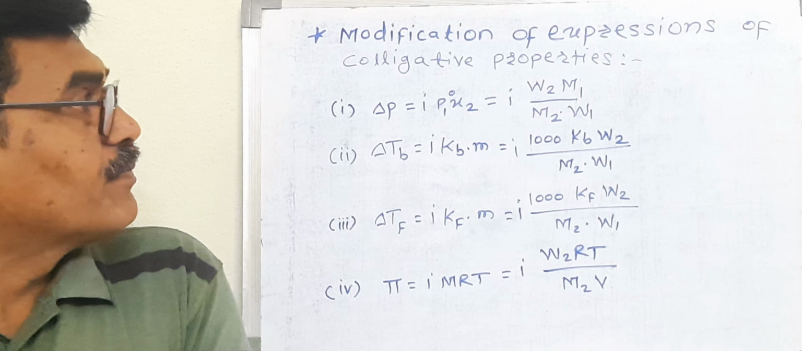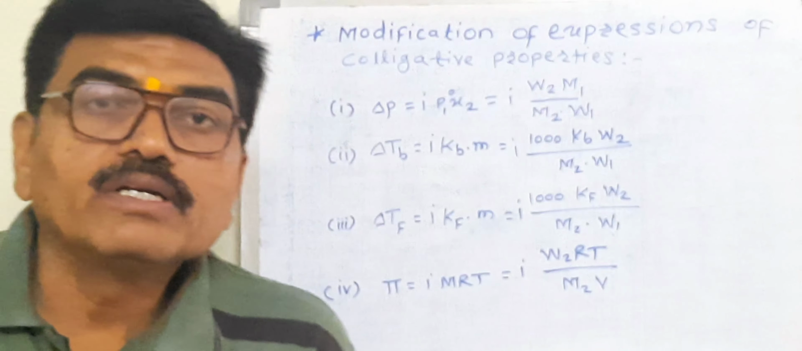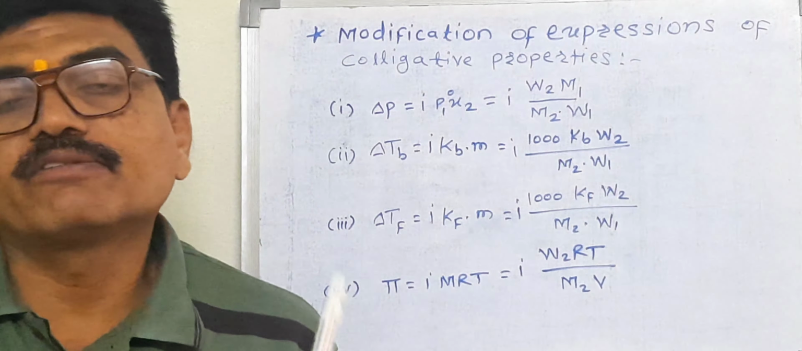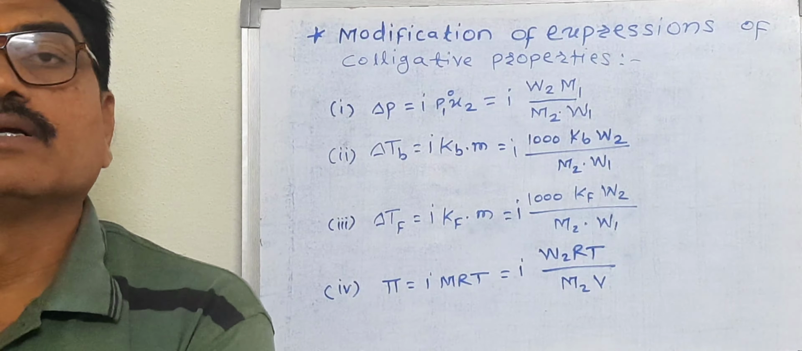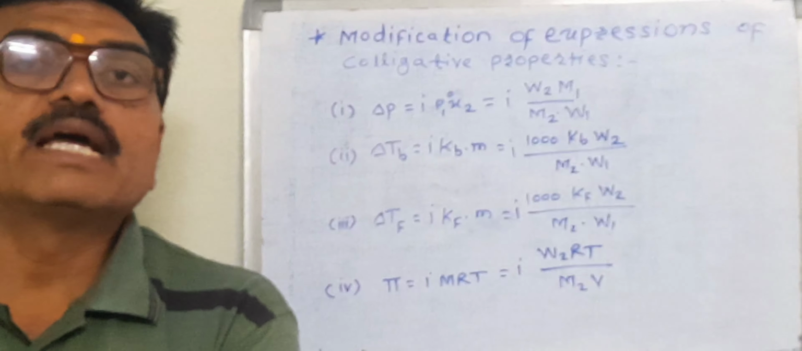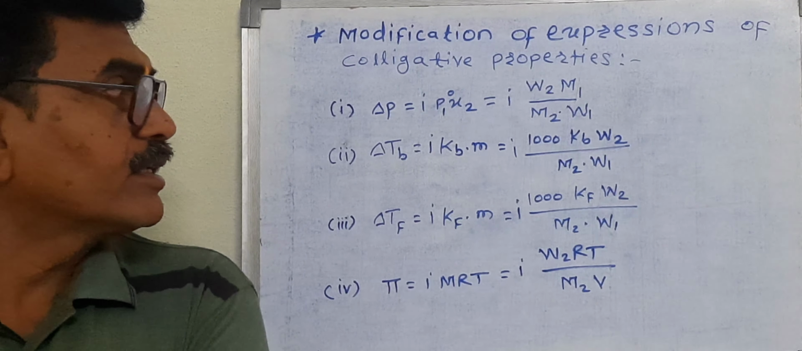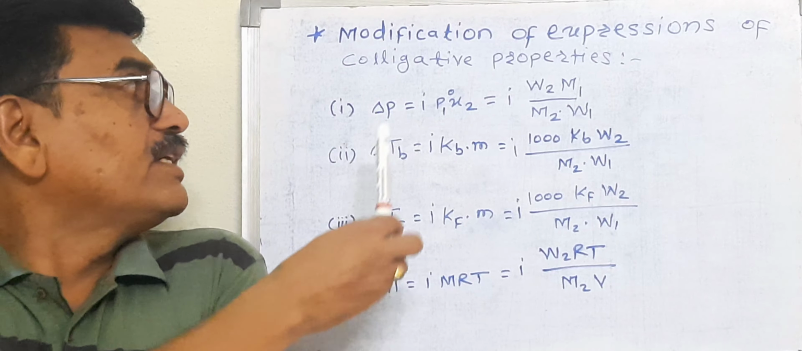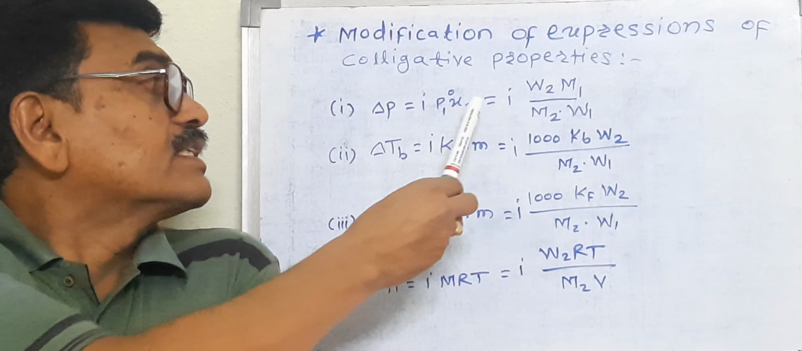Now see, for the solutions of the electrolytes, all the equations which we have already studied for the solutions of the non-electrolytes can be modified by using the Van't Hoff factor. So the only change is that the Van't Hoff factor i is added to these equations.